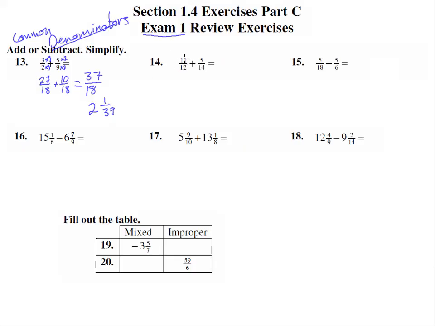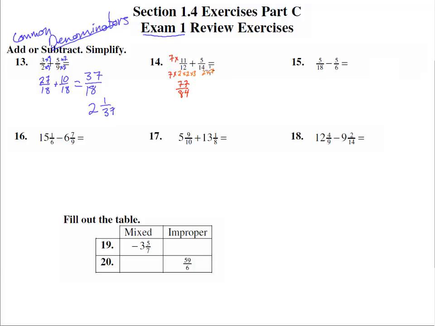Number 14, 11 twelfths plus 5 14ths. A common denominator. We could do 12 times 14. That would get us a really high one. Let's see if there's anything nicer than that. This is 2 times 6, which is 2 times 3, and this is 2 times 7. So if we put a 7 on this one, it looks like 84 will work. 7 times 11, so 77 84ths.